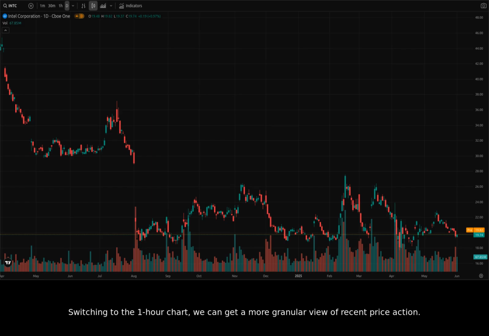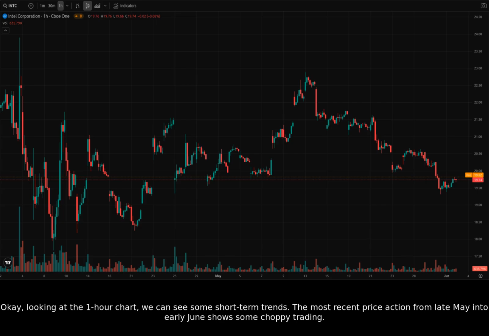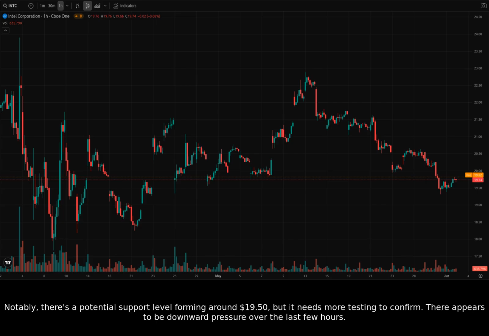Switching to the 1-hour chart, we can get a more granular view of recent price action. Looking at the 1-hour chart, we can see some short-term trends. The most recent price action from late May into early June shows some choppy trading. Notably, there's a potential support level forming around $19.50, but it needs more testing to confirm. There appears to be downward pressure over the last few hours.